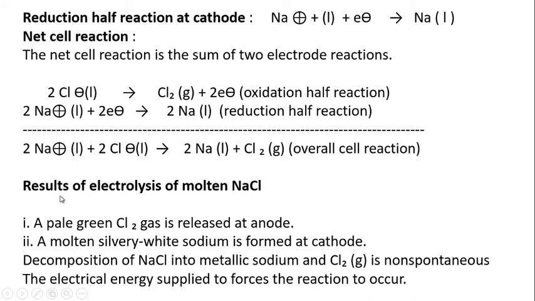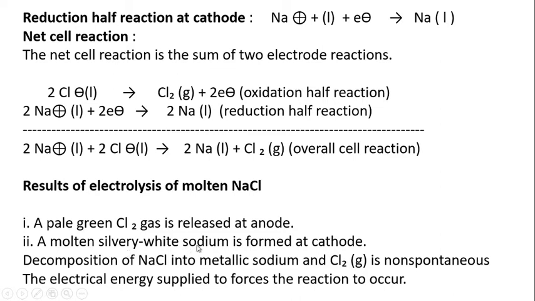So what is the result of this electrolysis of molten NaCl? A pale green colored chlorine gas is released at the anode. It is formed at the anode where oxidation takes place, and molten silvery white sodium is formed at the cathode.